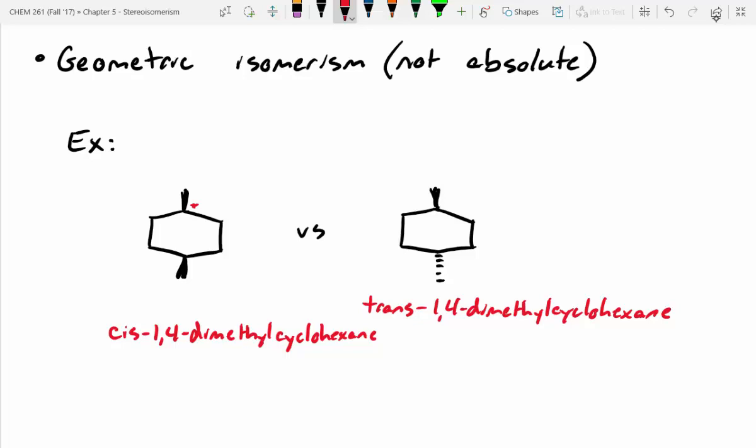All right, second question. What's the relationship between these? Are they mirror images of one another? No, they are not mirror images. They're connected in the same way, right? They're still 1,4 dimethyl cyclohexanes, but they're not mirror images, which means they must be what then? Diastereomers.